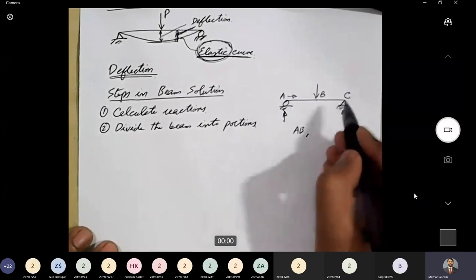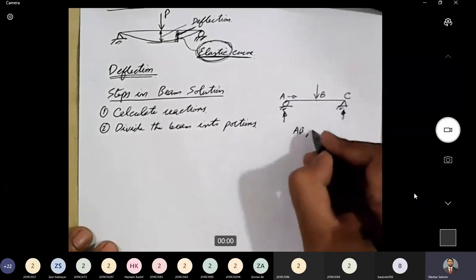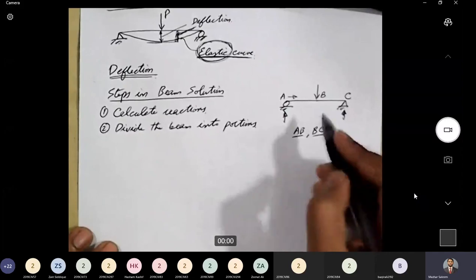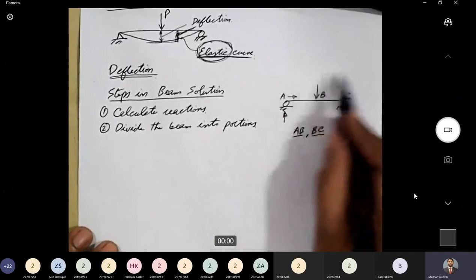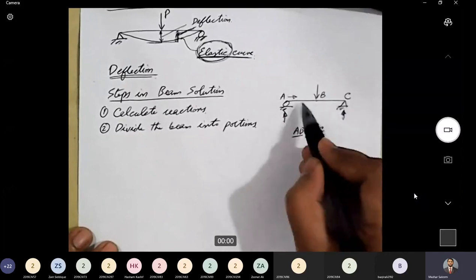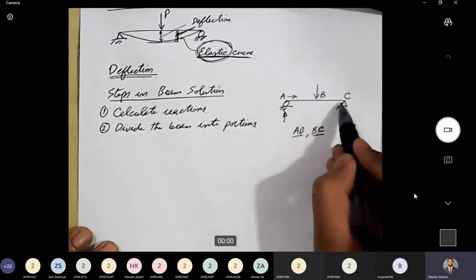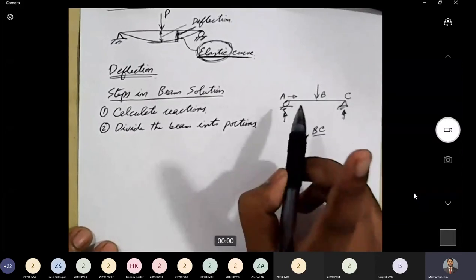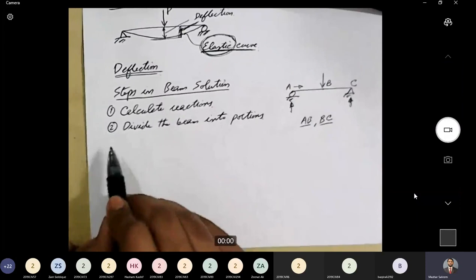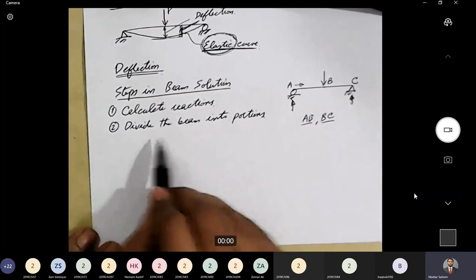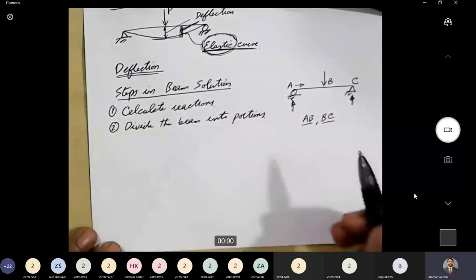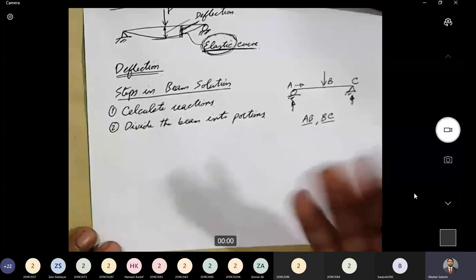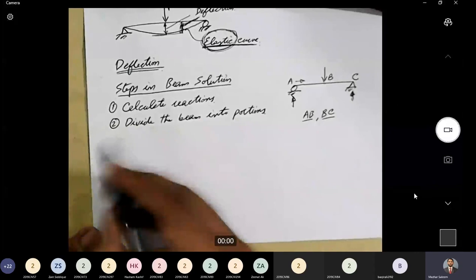So there is no change. That is why we can consider portion BC as another segment or portion. So while solving this beam, we will consider two portions, AB and BC. And in every portion, we will consider one section. This is our second step: divide the beam into a number of portions. When we solve different problems, we will see how many different portions we need.